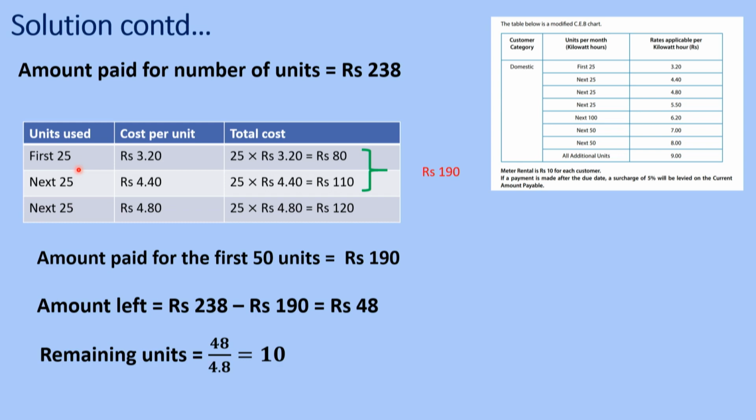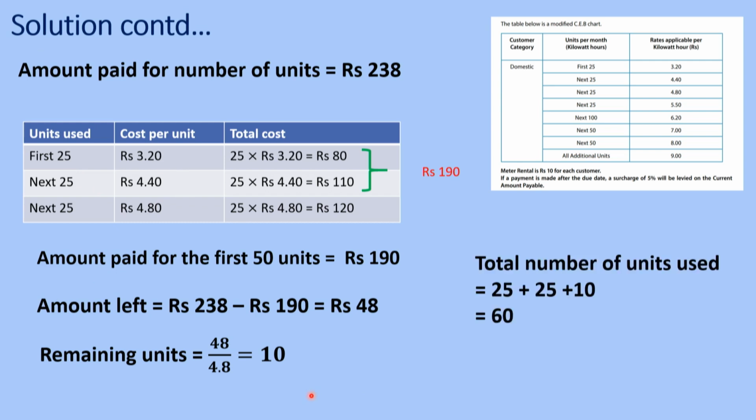So for the remaining units, it will be 48 divided by 4 rupees and 80 cents, which is 10. So in all, Mrs. Shalini has used 25 plus 25 plus the 10 remaining units. That is, she has used a total of 60 units. So here we need to work backwards. We were already given the amount paid and we had to find the total number of units used.